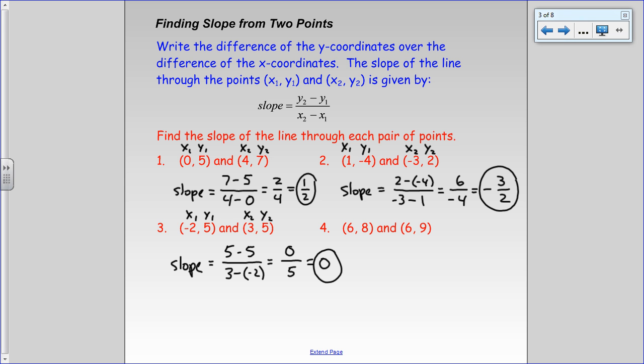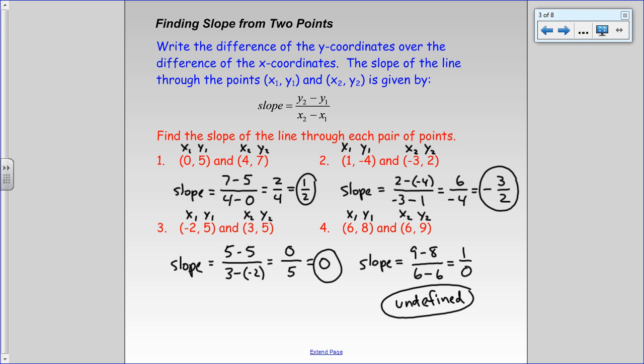One final example. Once again, we'll take these coordinates and replace them in our formula. In this case, y sub 2 is 9, y sub 1 is 8, x sub 2 is 6, and x sub 1 is also 6. This leads to the fraction 1 over 0. 1 divided by 0, remember, is undefined. So that's the slope of our line. And since that slope is undefined, we know that this actually must be a vertical line that passes through these 2 points.